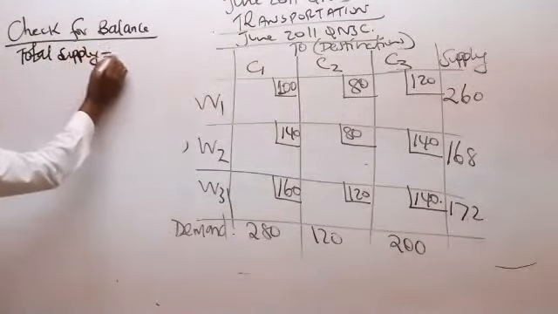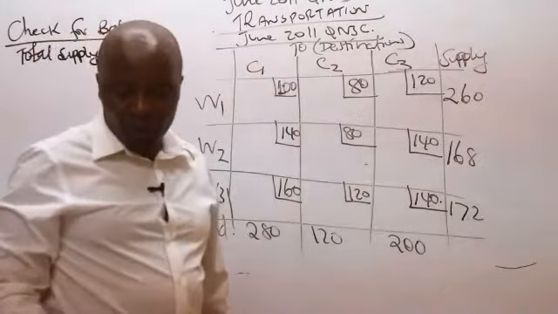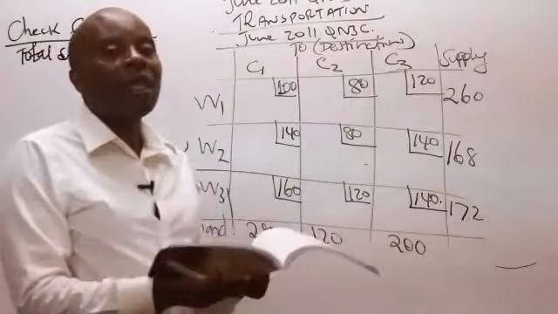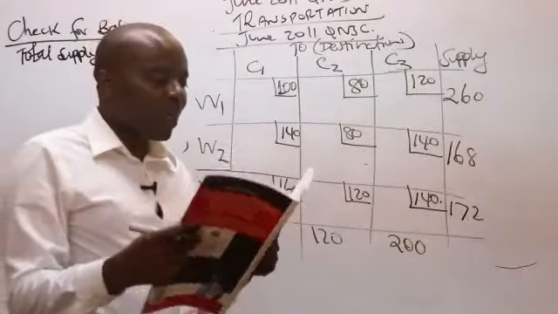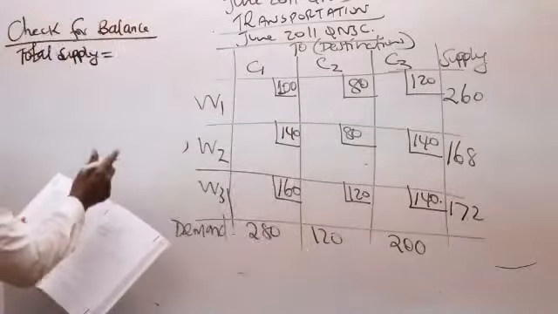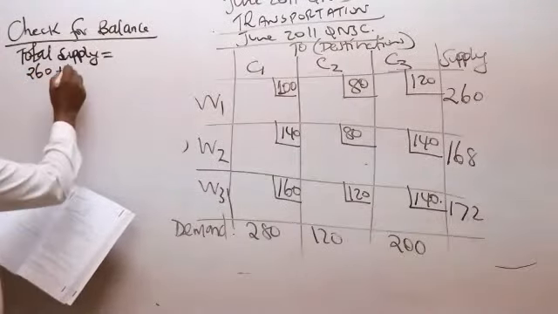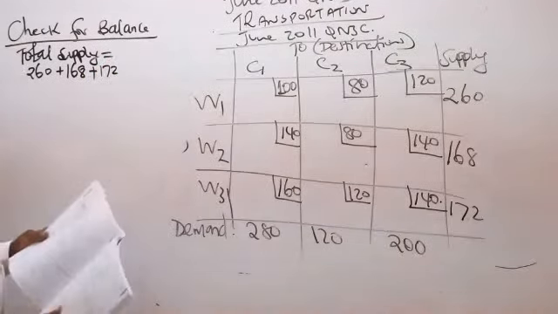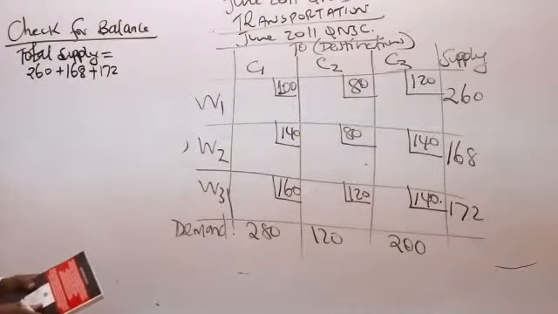So please go there and look for total supply. Are you able to see the total supply in the question? Remember, it is supplies that we're getting from our warehouses. You can see warehouse 1 is able to give us 260 plus 168 plus 172. Could you kindly give me this figure? Tell me what do we have, somebody?